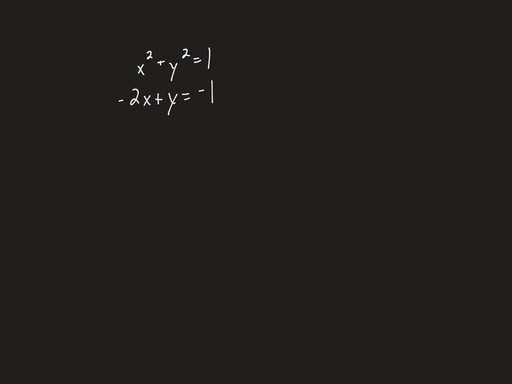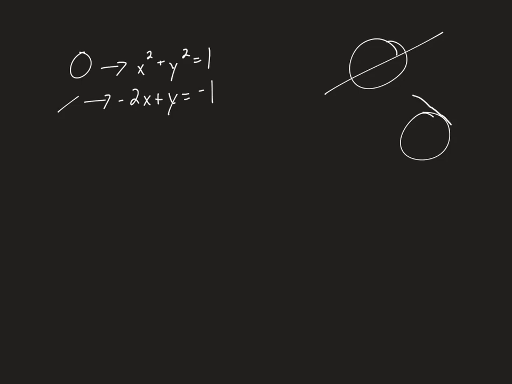This is an example like number 2 in the 7.1 homework. So you can see we've got a circle and a line. And our options are either the circle and the line intersect at 2 spots, or they intersect at 1 spot, or they don't intersect at all.